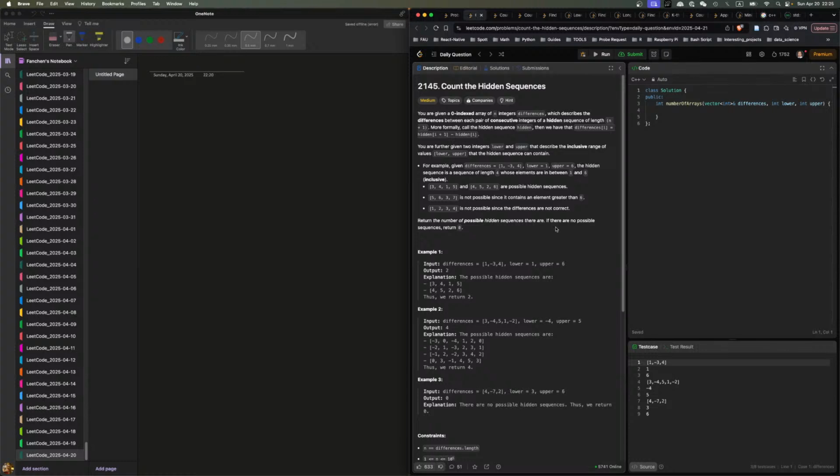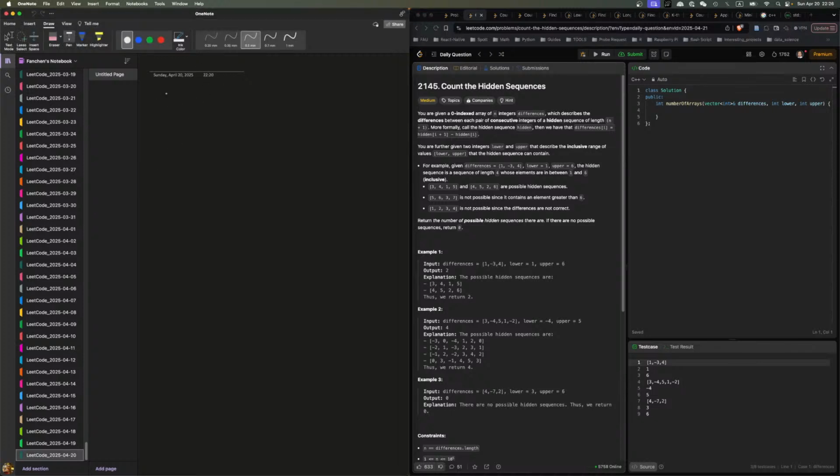For example, if differences is 1, -3, 4, and lower is 1, upper is 6, the hidden sequence is a sequence of length 4. How do you know it's a length 4? Oh, because differences is 3, okay. Whose elements are between 1 and 6, inclusive. So these two are the possible hidden sequences. Return the number of possible hidden sequences that there are. If there are no possible sequence, return 0.